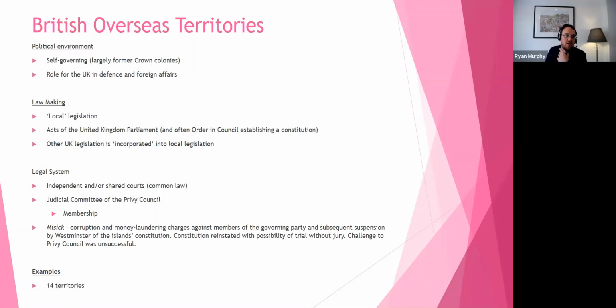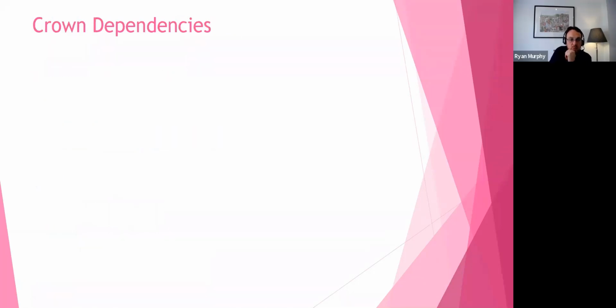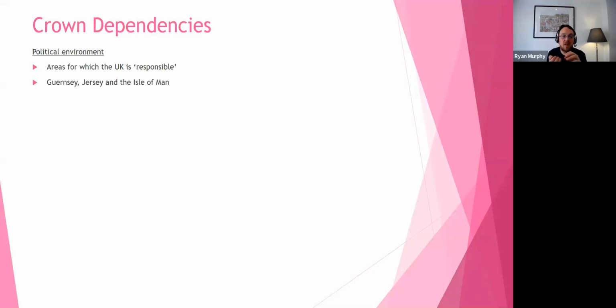So there are 14 of these British overseas territories. Some of them are mentioned on the screen here, but there are, of course, more. If we then look to a different sort of territory which has a relationship with the United Kingdom, we have the Crown Dependencies. These are areas for which, in international law, the UK is responsible. But the UK largely leaves these territories to govern themselves. So these are Guernsey, Jersey, and the Isle of Man. So you have 3 Crown dependencies.